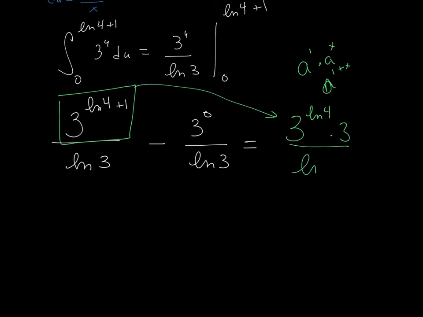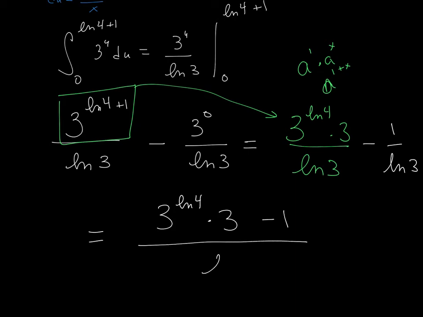All over the natural log of 3, and then 3 to the 0 is 1 over the natural log of 3. And now I have a common denominator, so that just gives me 3 to the natural log of 4 times 3 minus 1 in the numerator, all over the natural log of 3.